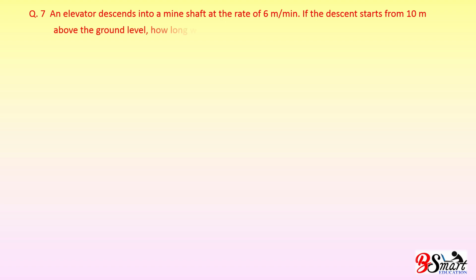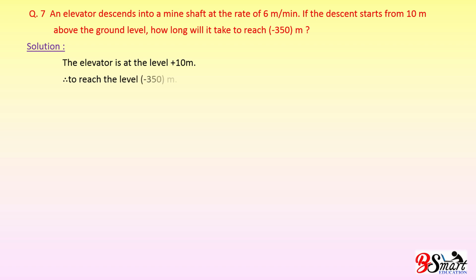Question number 7. An elevator descends into a mine shaft at the rate of 6 meters per minute. If the descent starts from 10 meters above the ground level, how long will it take to reach minus 350 meters? Solution. The elevator is at the level plus 10 meters. Therefore, to reach the level minus 350 meters, the elevator has to descend 10 meters minus minus 350 meters. So minus minus plus. So 10 meters plus 350 meters equals 360 meters.